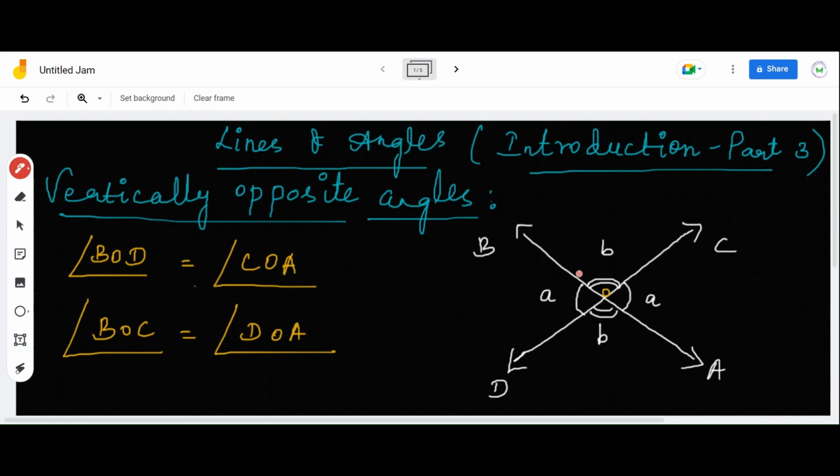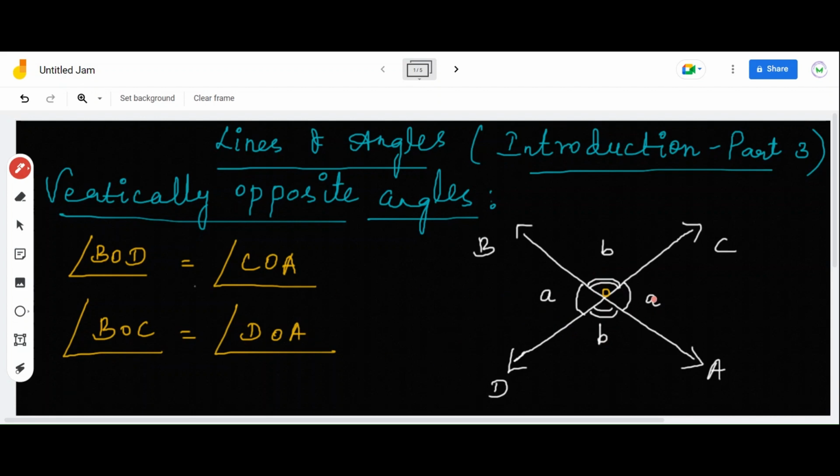It will be formed in between two straight lines. Both straight lines intersect at a point O and some angles will be formed. Angles placed vertically opposite are called vertically opposite angles. Similar to angle BOC and angle AOD, this is measured as small b. There is some difference, so that's why I put one arc for a and two arcs for b. So this is the difference between a and b.